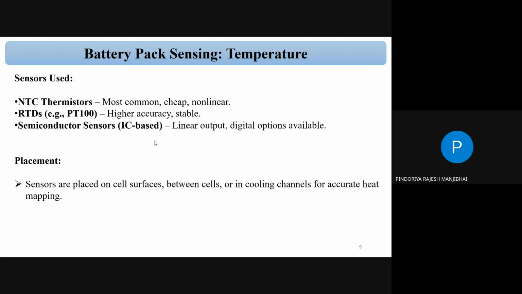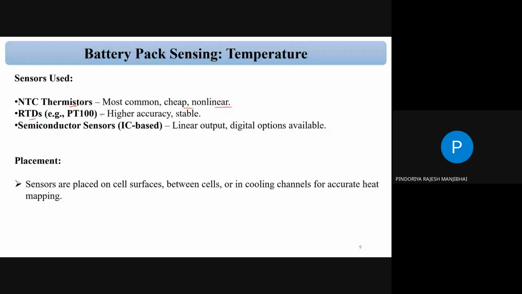Which type of sensor can we use for the temperature monitoring? Normally we can use the NTC thermistor. There are many types of thermistor available: negative temperature coefficient and positive temperature coefficient thermistors. NTC stands for negative temperature coefficient, and another one is positive temperature coefficient. A thermistor is a device to measure the temperature, most common, cheap and non-linear. So we can use the negative temperature coefficient as well as the positive temperature coefficient.